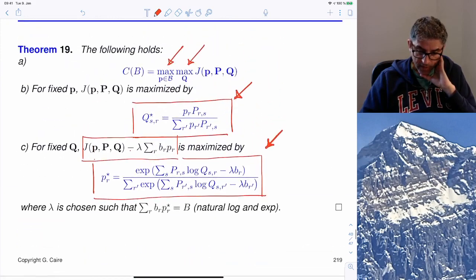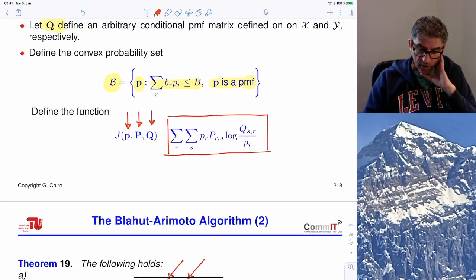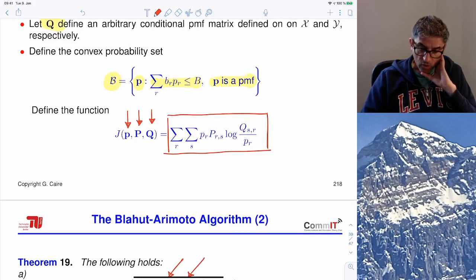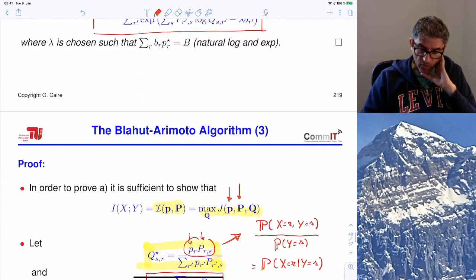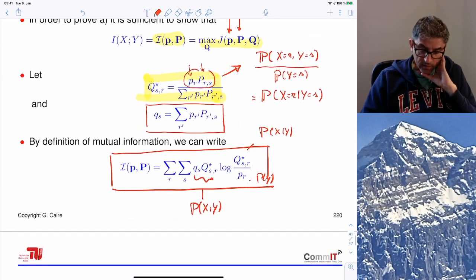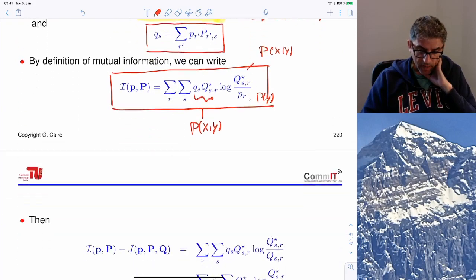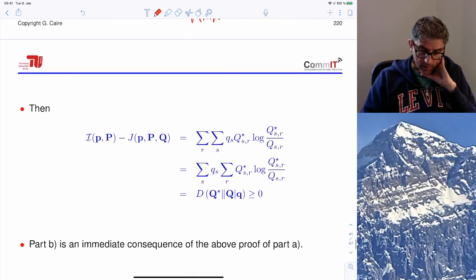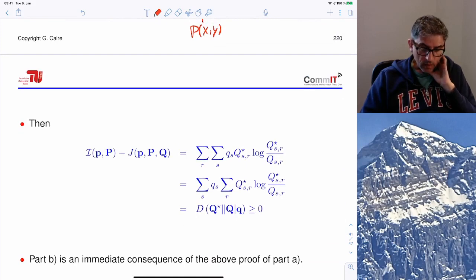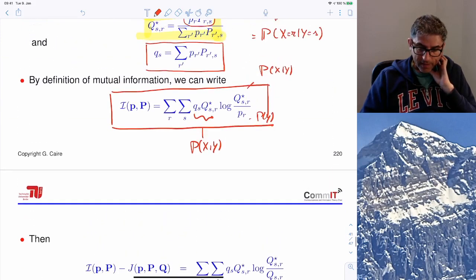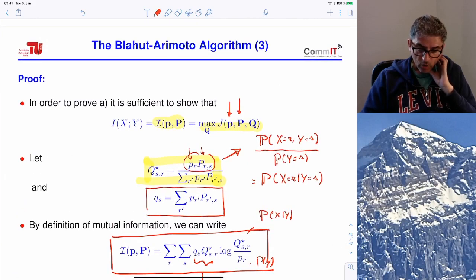And then if you take the definition of the J function and you replace Q with this Q star, you find that this is exactly the case. The two coincide. So this proves point A. Then, but this doesn't prove already the result. We want to prove that the maximum of this is equal to the mutual information.